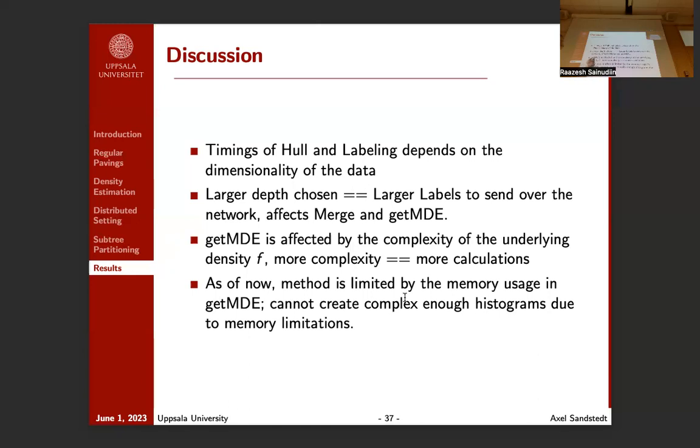Furthermore, the minimum distance estimation stage is also affected by the complexity of the underlying density. If we have a very complex density, we will require a lot of cells to roughly estimate it. In this adaptive search we do, we will mostly look at subsets around that complexity, so the subsets will be larger and we will have more computations to do. As for now, the method is limited by the memory usage in this minimum distance estimation. We could not find as good an estimate for the five-dimensional Gaussian case as we would want to, but we would need more memory. Yeah, thanks for listening.